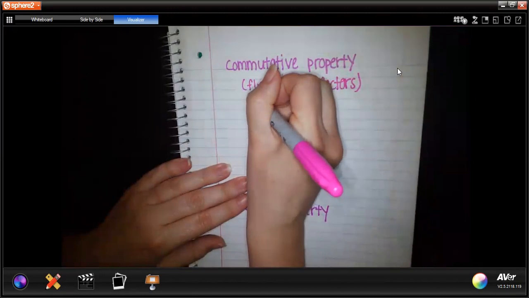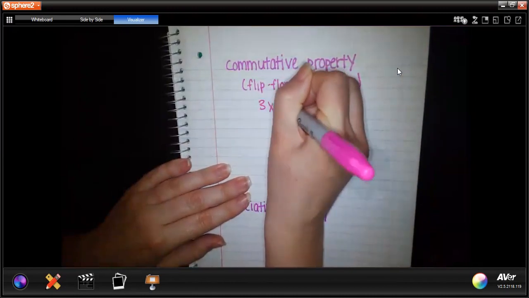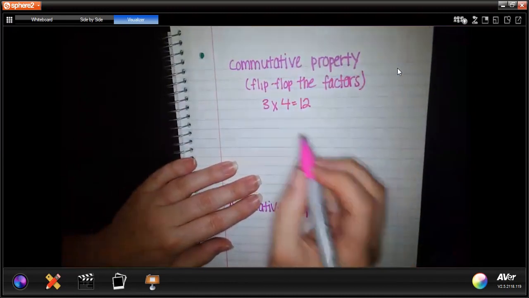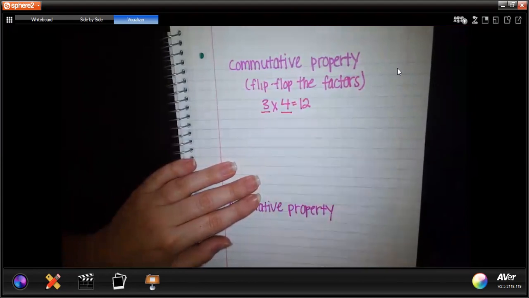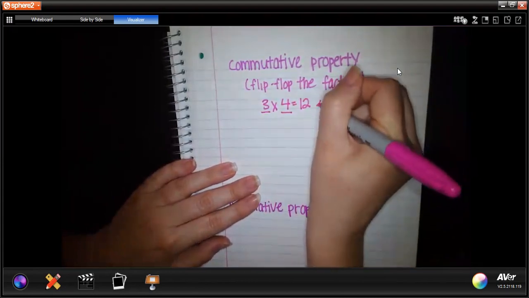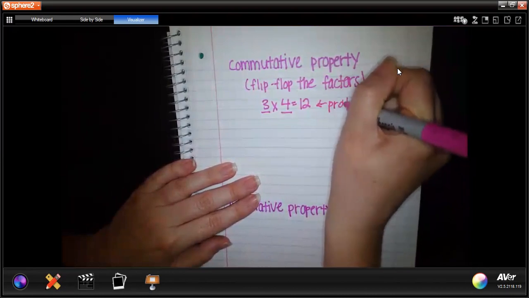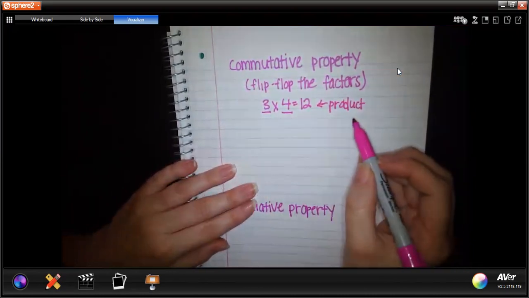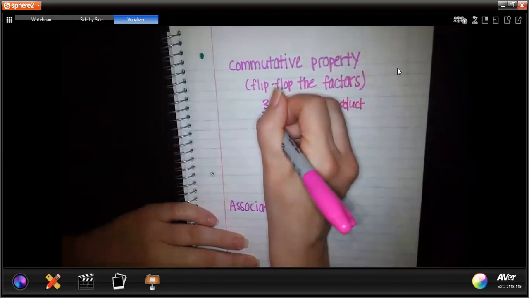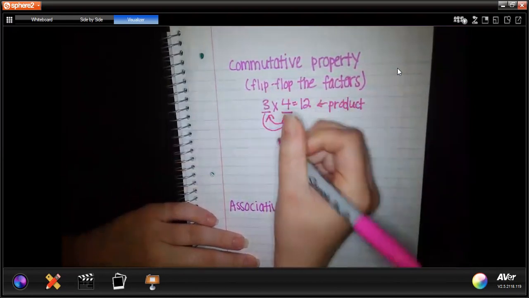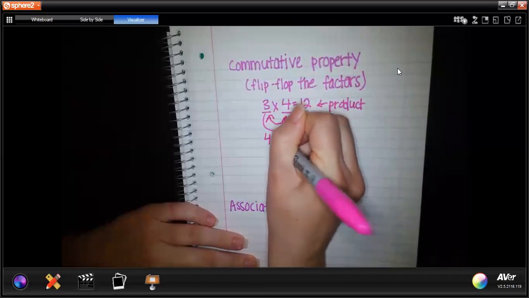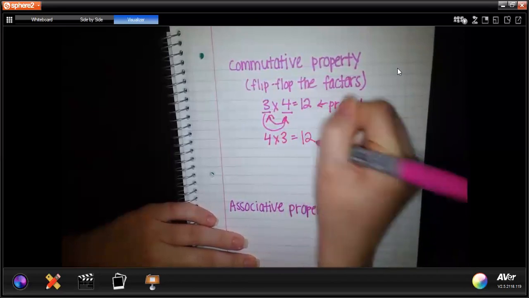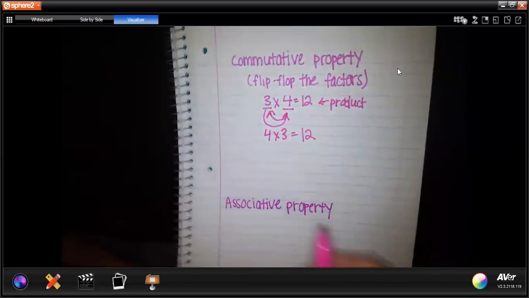For example, we have 3 times 4 equals 12. We know that 3 and 4 are the factors and 12 is the product. No matter which order these factors are in, the product is always going to be 12. So we can flip-flop our factors: 4 times 3, and our product is still going to be 12.